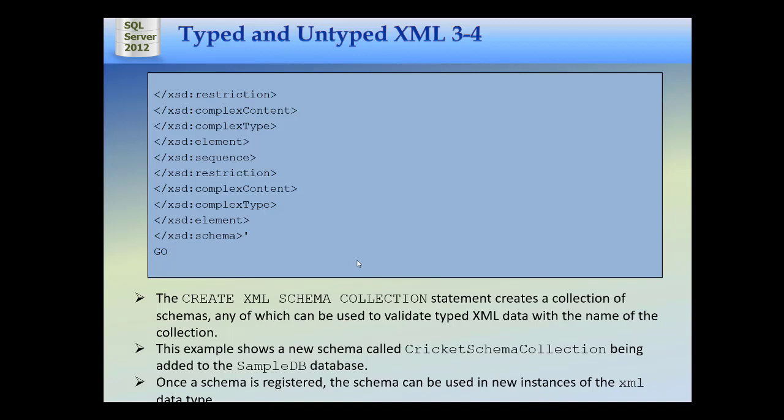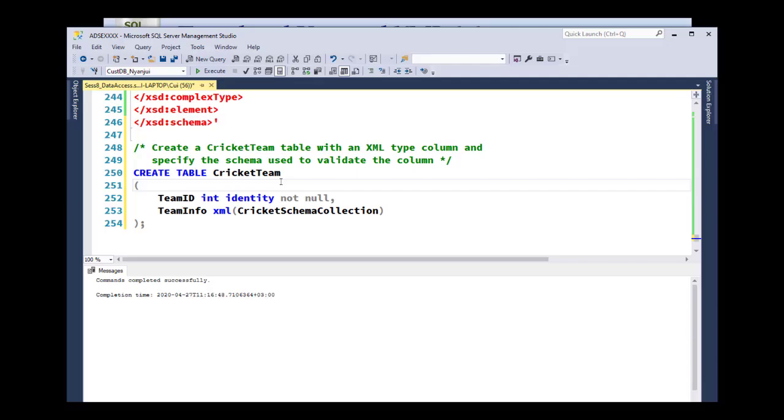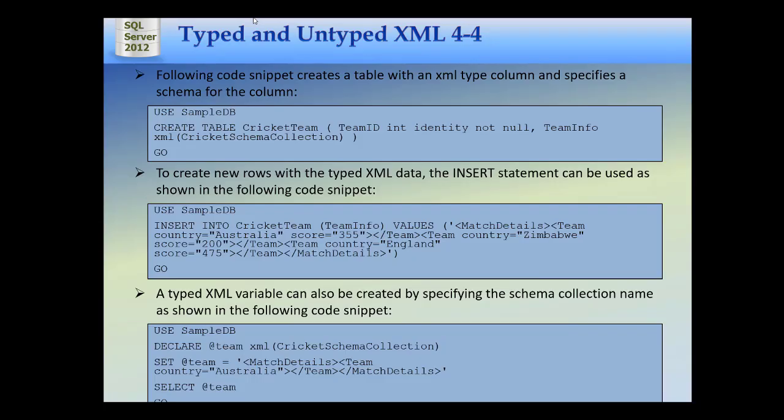Once a schema is registered, the schema can be used in new instances of the XML data type. Now, the following code snippet creates a table with an XML type column and specifies the schema for the column. Now, we are going to continue, highlight this, don't select the use statement, then copy and switch over to the query window. Okay, then highlight, execute this, we go back.